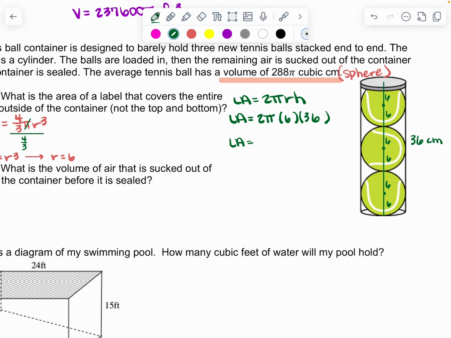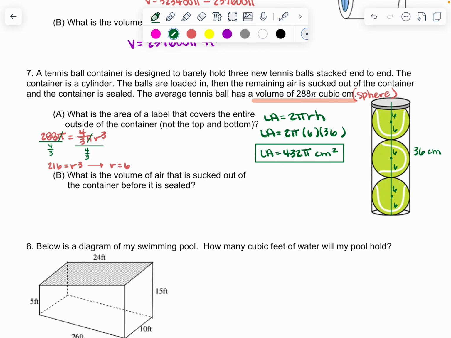And then we can just do our math, right? And do our 2 times 6 times 36, which is going to give us 432 pi square centimeters would be the size of the label that we need for the can. Ta-da!